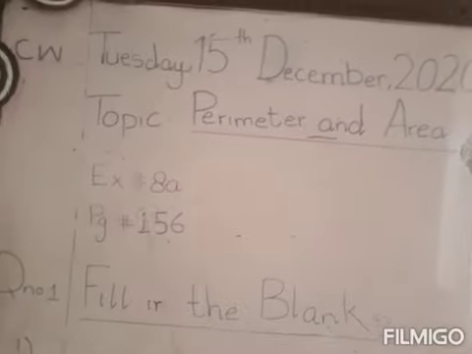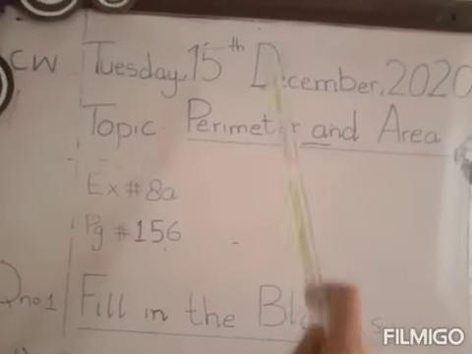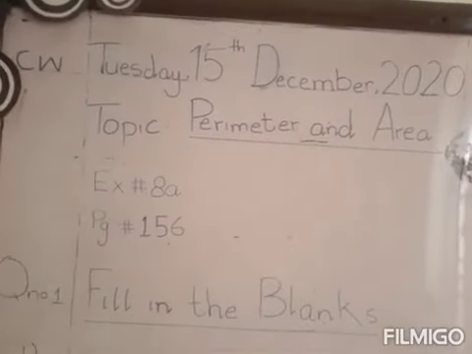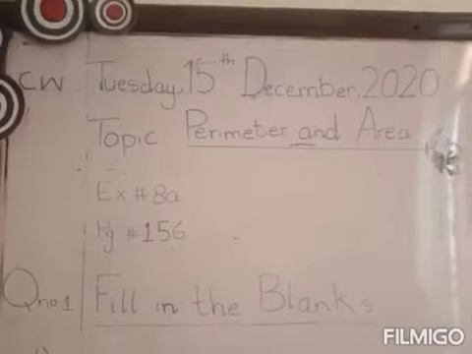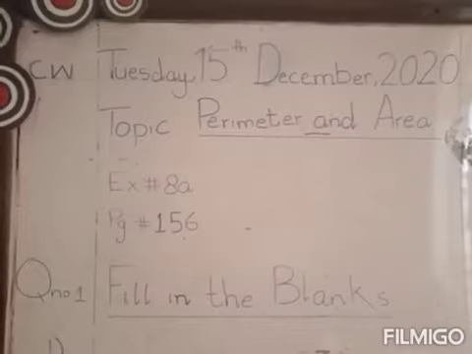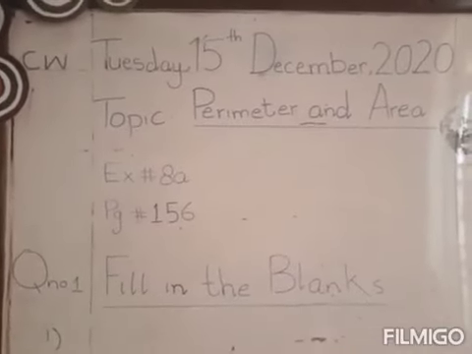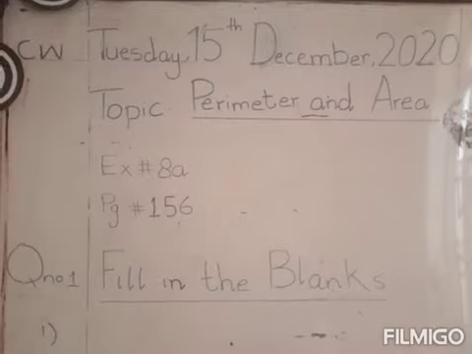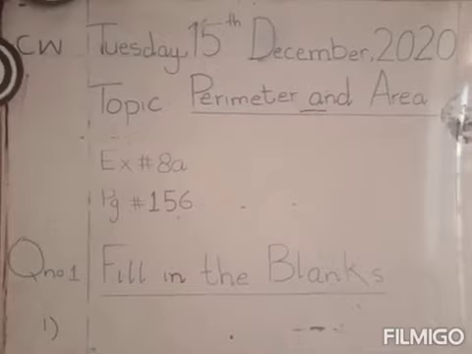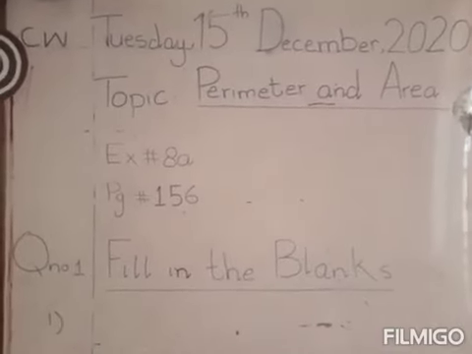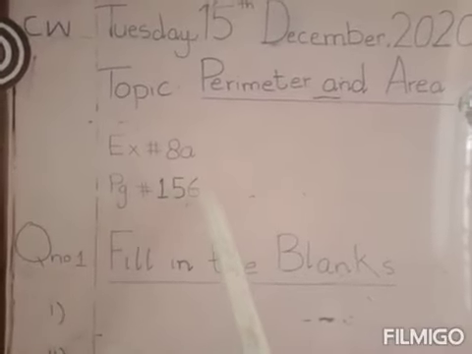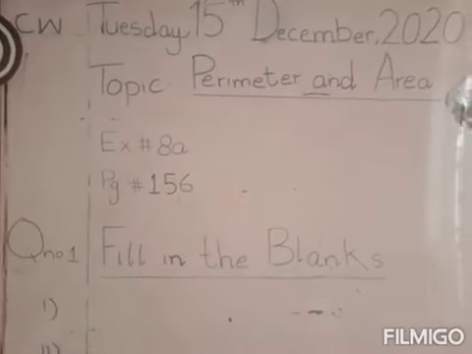Dear students, today is Tuesday, 15 December 2020. Our topic is perimeter and area. Yesterday we have done its activity and we also have done its introduction. From that we can say that measurement of total length of a shape is called its perimeter and the space inside a closed figure is called its area. Today we will do exercise number 8A, page number 156, question number 1, 2 and 3.